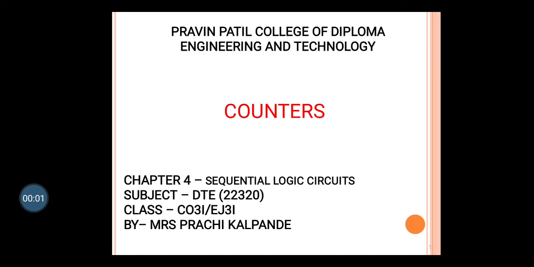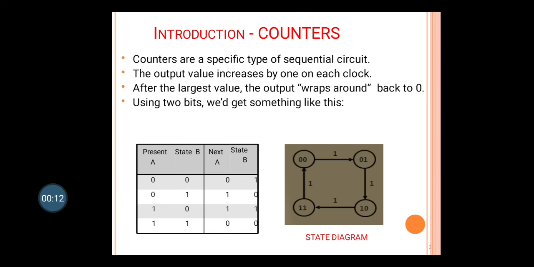In this presentation, we are going to cover the topic counters from chapter 4, sequential logic circuits, subject Digital Techniques 22320. Now first we'll understand what counters are. Counters are sequential circuits in which the output value, whatever output you get, that combination increases one by one. For example, the binary output is 0 0 for two inputs. So for the counter, the output will be 0 0.